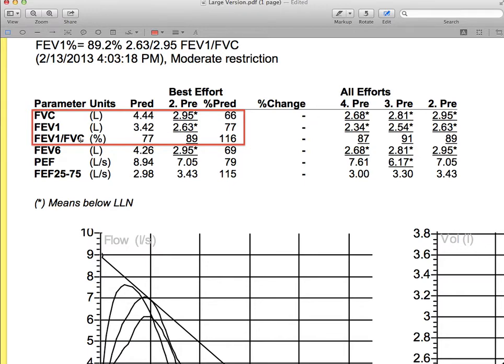And then the FEV1 over FVC, there's a 16% difference between the best effort and predicted, which is greater than the 5% difference that they quote in that table. So this clearly looks like an abnormal report in all three of these parameters.